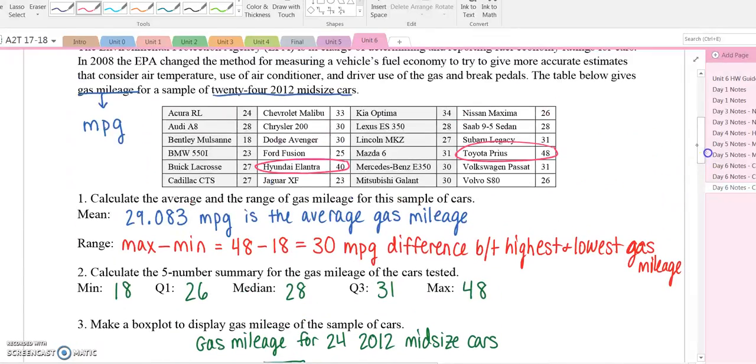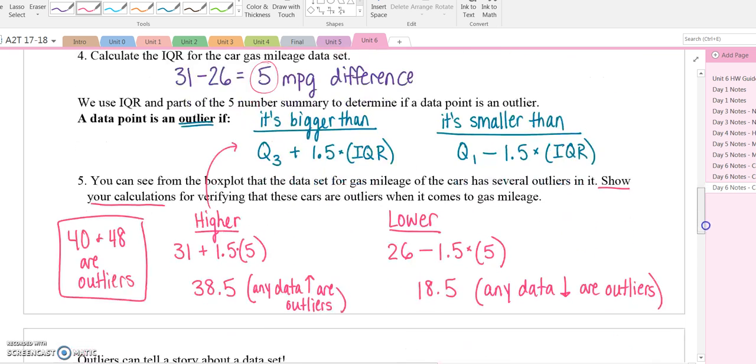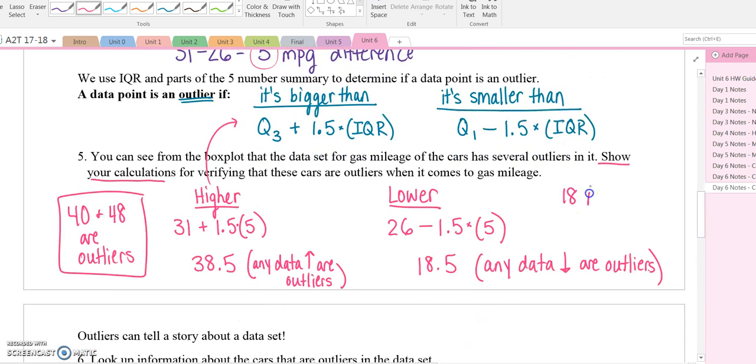Alright, so I'll go back up, I'll look, and I'll see, oh, there's an 18. And I think that's it. So we do have a lower outlier as well. 18 is an outlier. So there are 3 outliers in this data set.